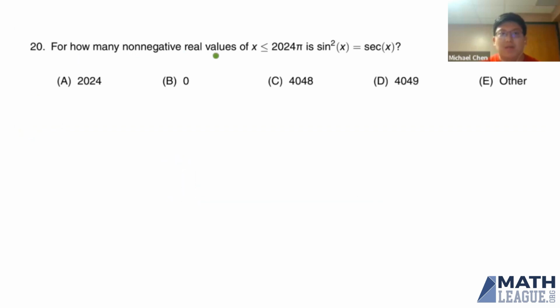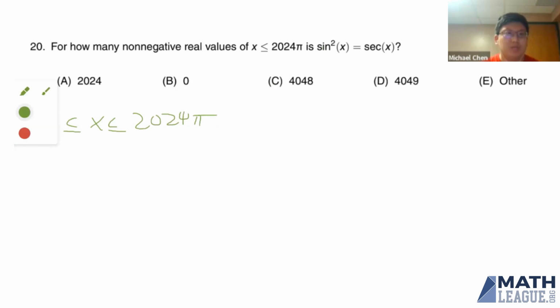So we have: for how many non-negative real values of x less than or equal to 2024 pi is sine squared of x equal to secant of x? So we can see that we're looking for all values of x between 0 and 2024 pi inclusive that satisfy our equation here.